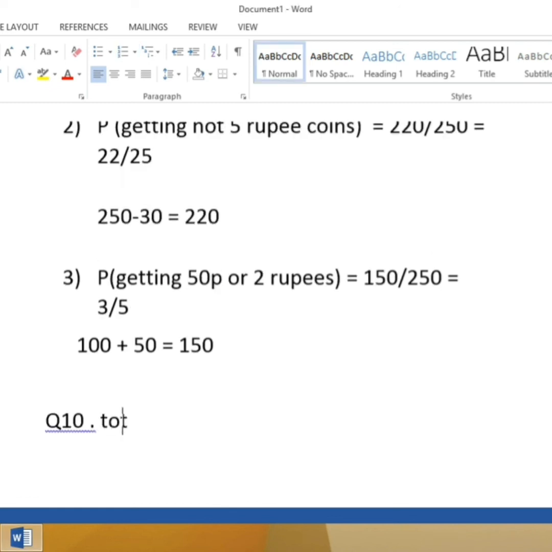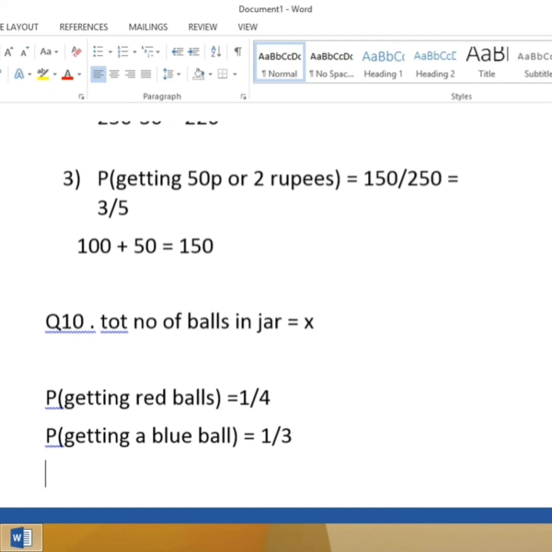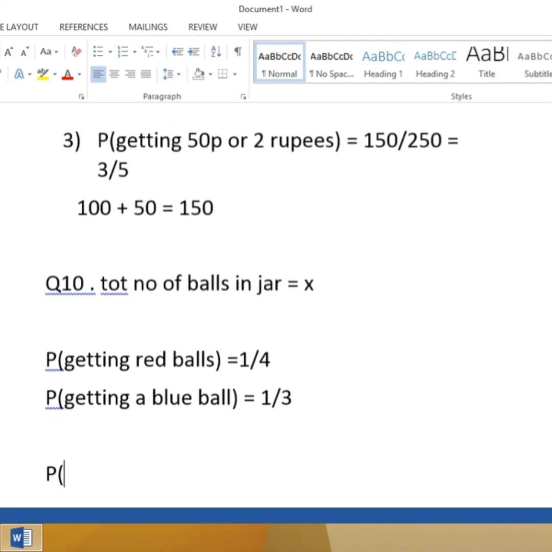Next question 10. The total number of balls in the jar we don't know, so let's assume it as X. There are only 3 colors of balls. The probability of getting a red ball is mentioned in the question itself as 1 by 4. The probability of getting a blue ball is equal to 1 by 3. And they have mentioned there are 10 orange balls. So the probability of getting an orange ball is going to be 10 by X, as we do not know the total number of balls in the jar.